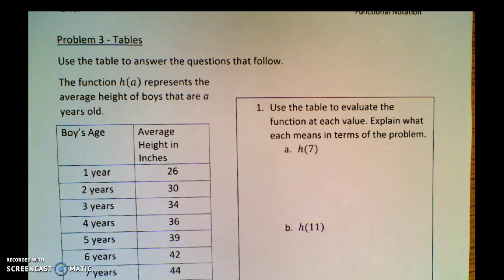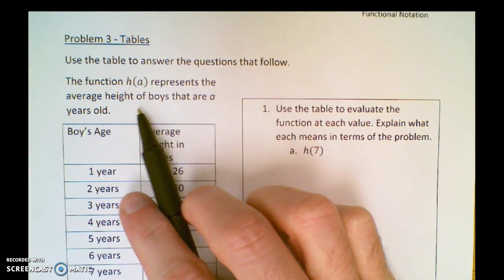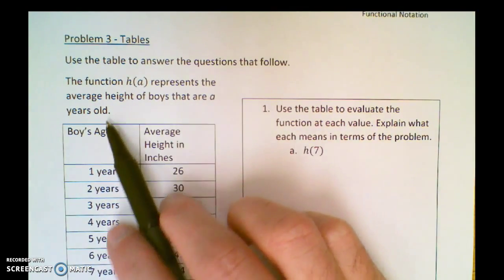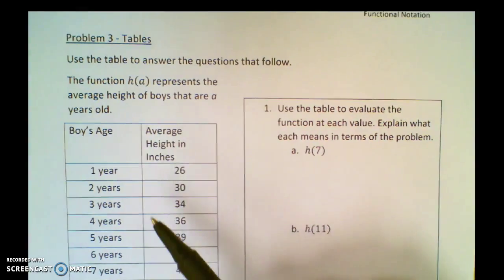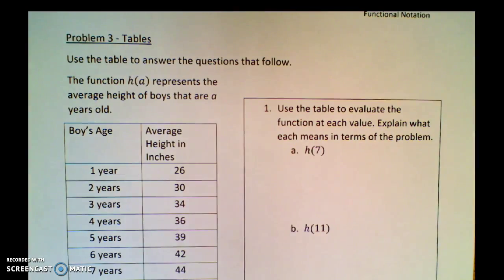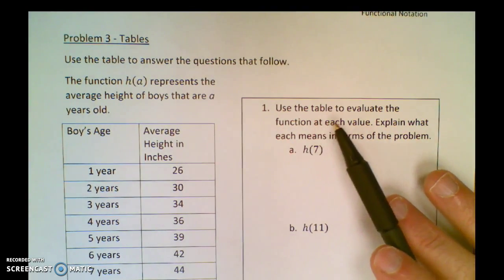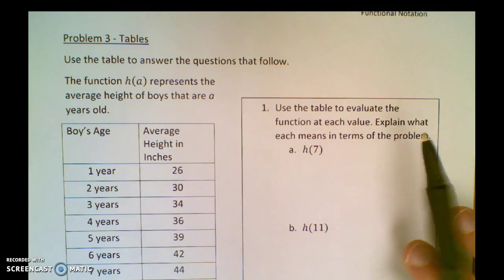Alright, the last type of problems we're going to see with functions are on tables, so you should be able to interpret function notation using a table as well. It says, use the table to answer the questions that follow. The function h of a represents the average height of boys that are a years old. So a represents how old a certain boy is. It lists the boy's age, and then their average height in inches as they grow older. Use the table to evaluate the function at each value. Explain what each means in terms of the problem.